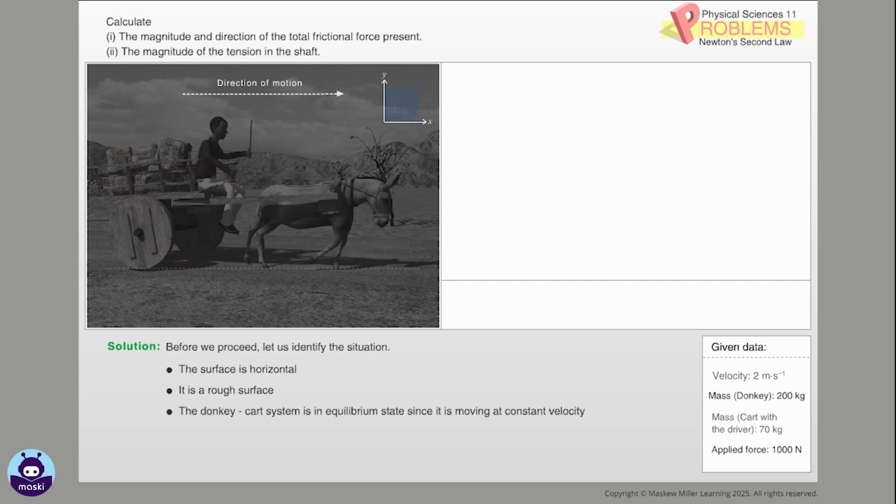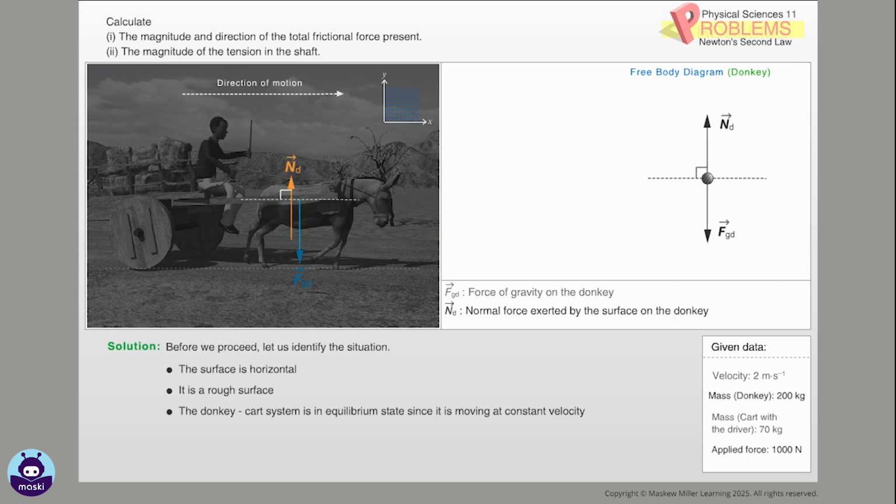Let us find the forces acting on the donkey and the cart with the driver and draw their free body diagrams. For the donkey, the force of gravity, Fgd, is acting in the downward direction. The normal force acts perpendicular to the surface. The plane of motion is along the horizontal surface, so the net force in a direction perpendicular to the plane is 0. A force F is applied on the donkey towards the right. This is balanced by the frictional force on the donkey and the tension in the shaft. That completes our free body diagram for the donkey.